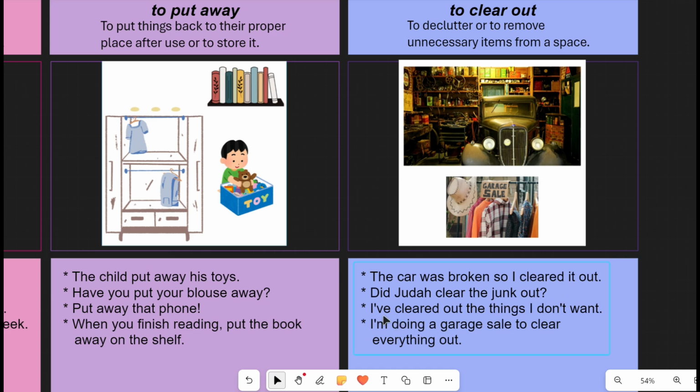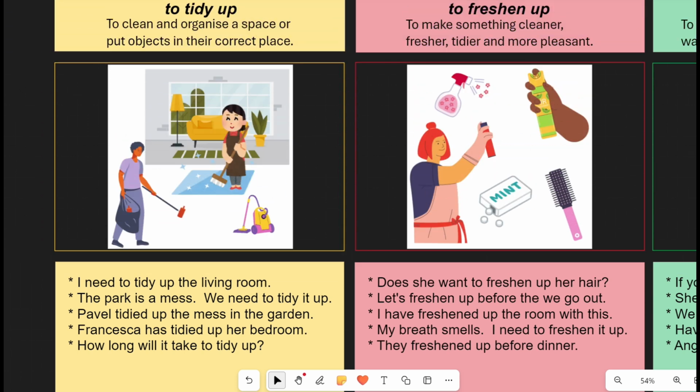Now, present perfect example. I've cleared out the things I don't want. Meaning there's a whole lot of things here that you don't want, so you clear it out. I'm doing a garage sale to clear everything out. Now, this is your infinitive structure. To clear everything out.